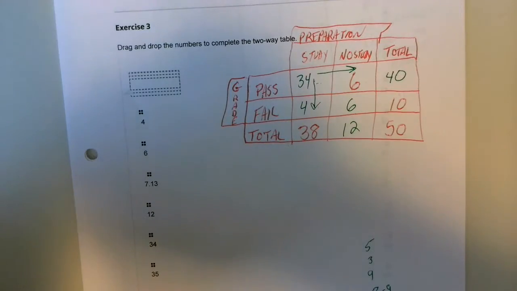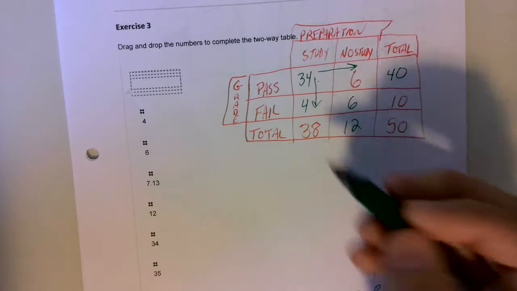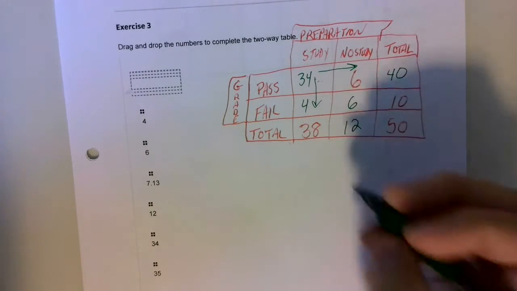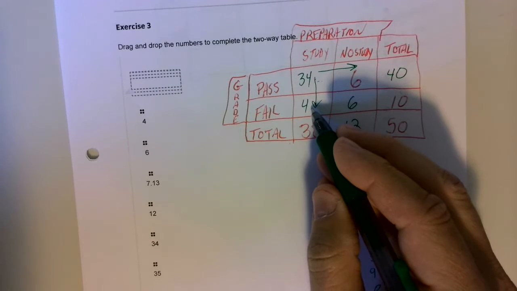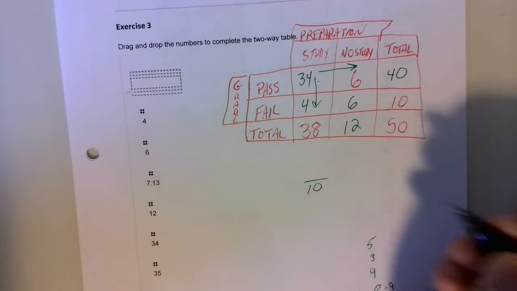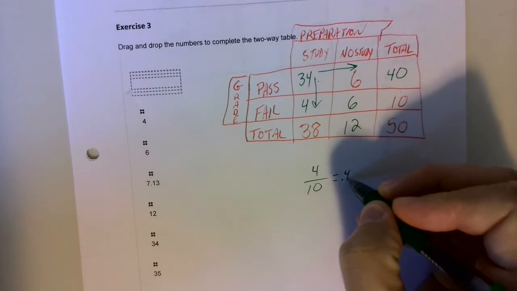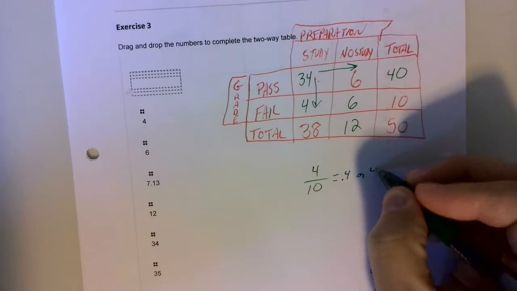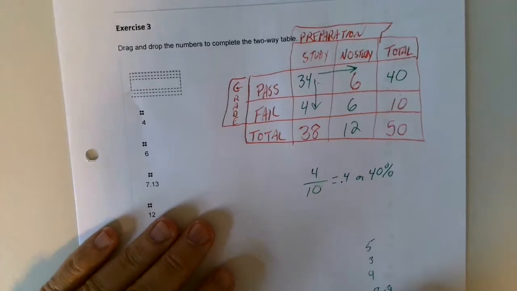So if we were to ask, what percentage of people who failed actually studied, it would be this. The total people that failed is 10. That's our total. The ones who studied is 4. So that would equal 0.4 or 40%. So that's what one of those problems would look like.